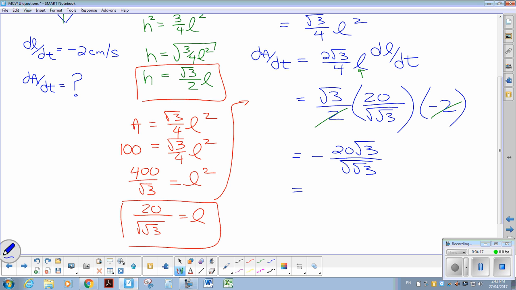If you use your calculator, you get about negative 26.3 centimeters squared per second. So the area is decreasing at 26.3 centimeters squared per second when, at one particular point, the area is 100 square centimeters.